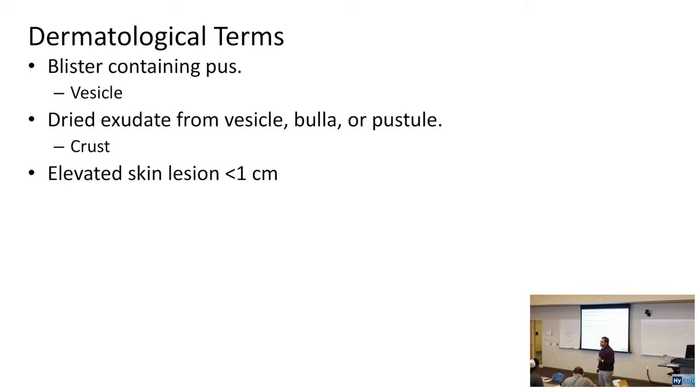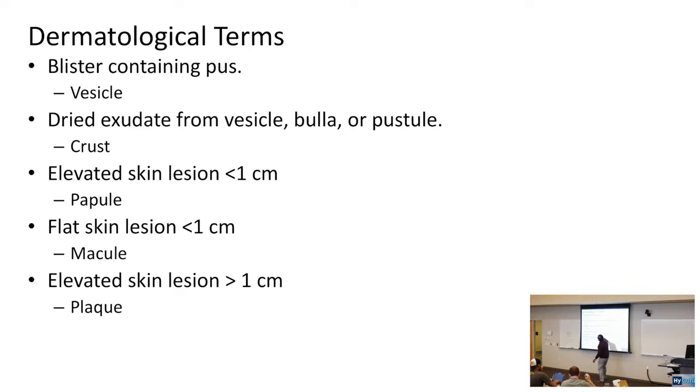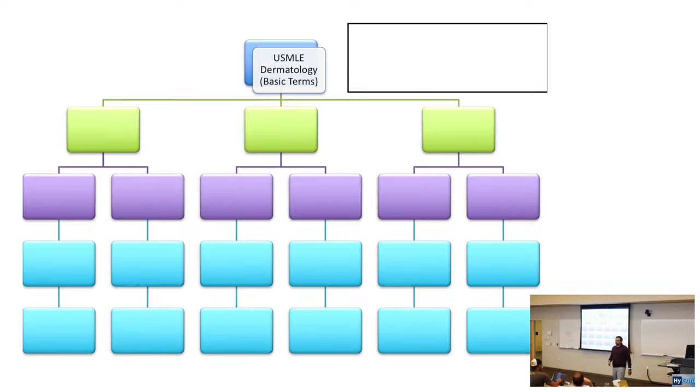An elevated skin lesion that is less than 1 centimeter, what is that going to be? That is going to be a papule. Very good. How about a flat skin lesion that is small? Flat skin lesion is a macule, okay? Elevated skin lesion that's bigger, that's a plaque. So remember that elevated, small is papule, big is plaque, papule to plaque, and then macule to patch. Macule is to patch as papule is to plaque. Get it? All right. So again, basic terms for dermatology. They really help you in diagnosing these rashes.